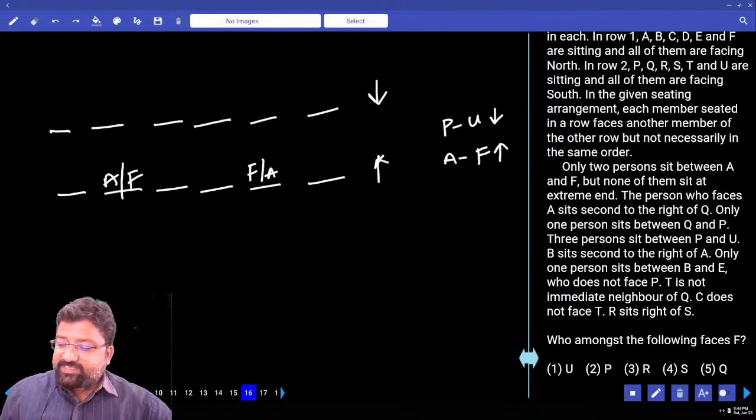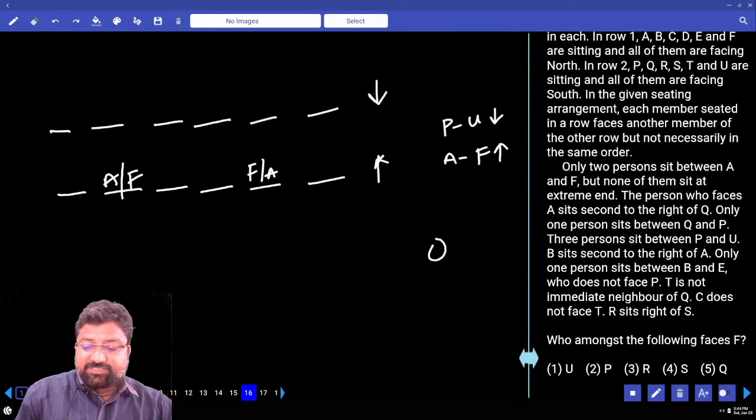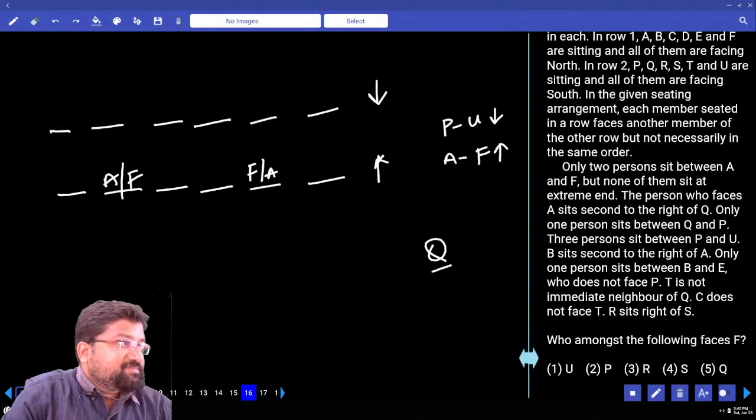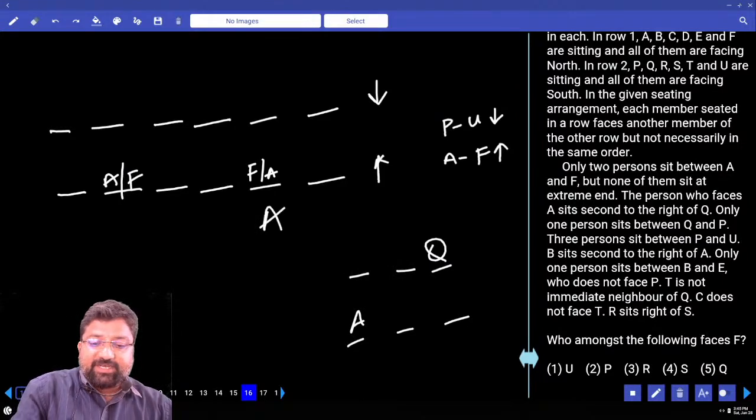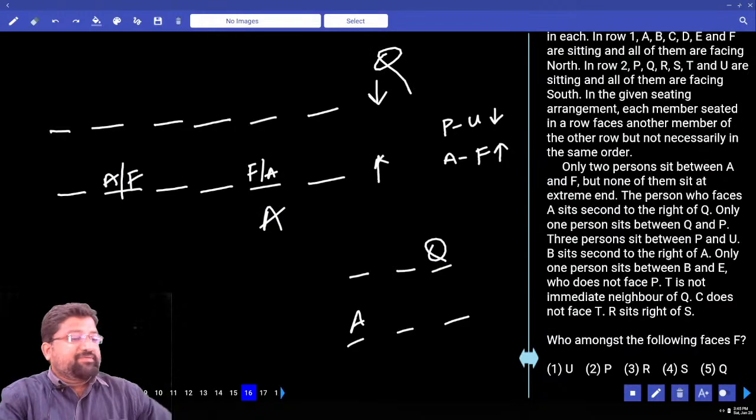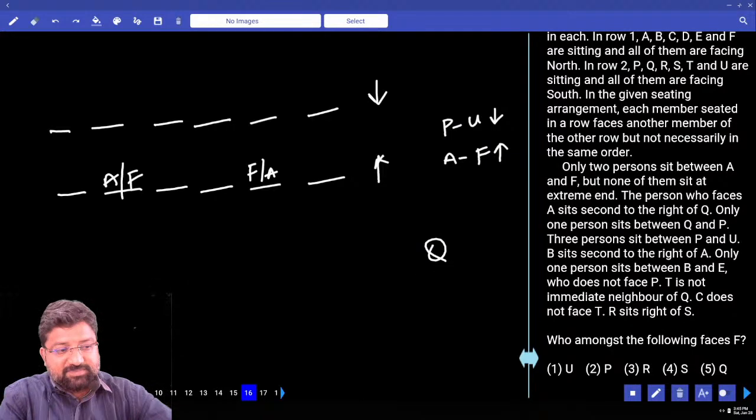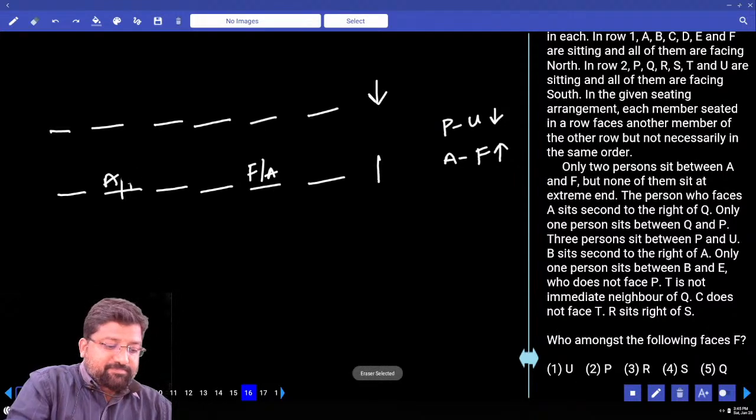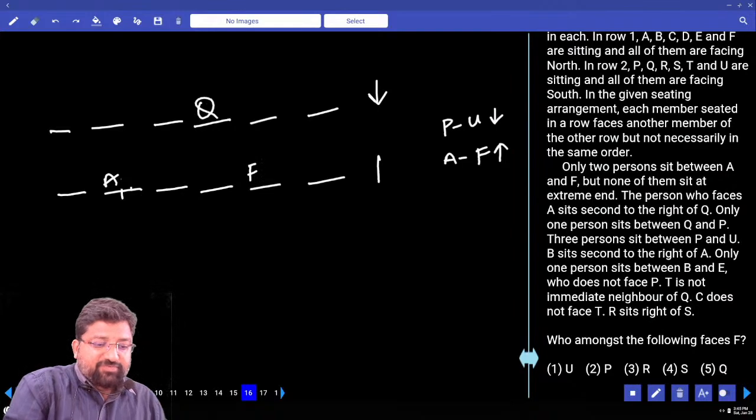The person who faces A sits second to the right of Q. If this is Q, second right of Q is your left or your right? Left. Why? Very good, 1, 2, this is A. If I put A here, I can't take Q here. So how many possibilities? Only one possibility. Where should I go for A? Is this the position of A? And this should be the position of Q.